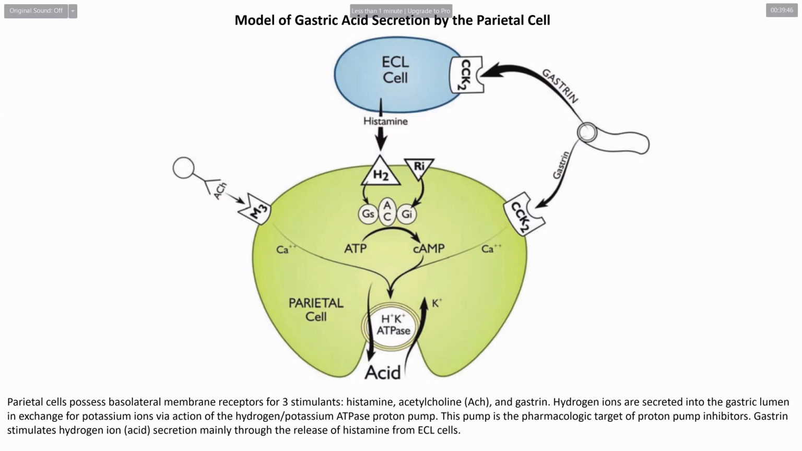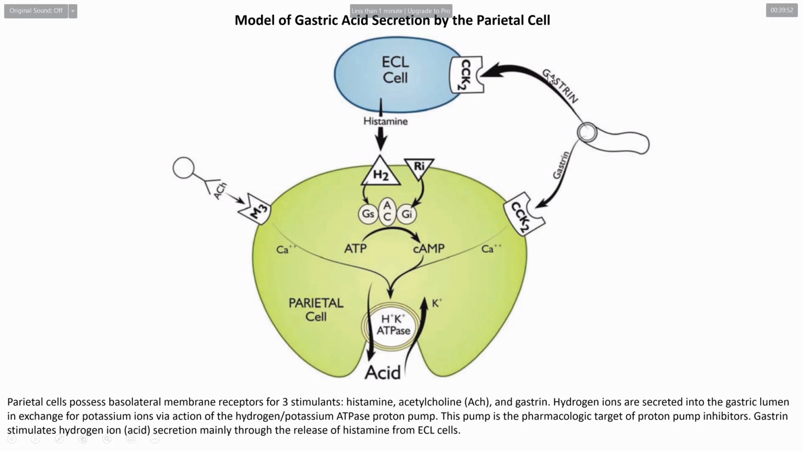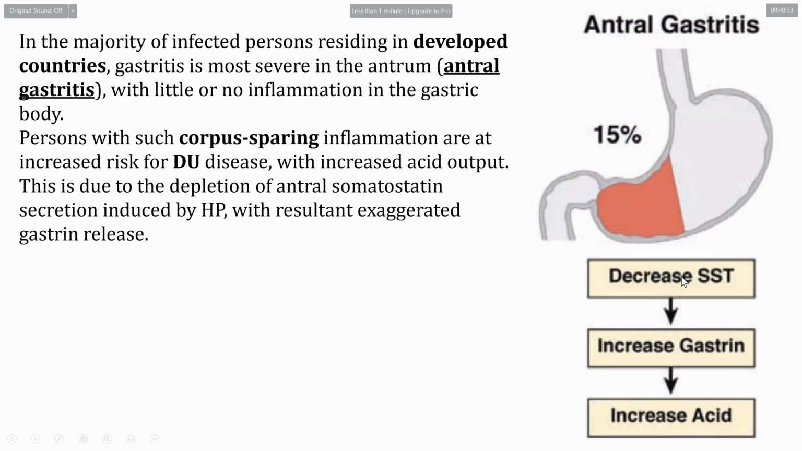What does somatostatin do? It inhibits this role, okay? It inhibits the gastrin-induced acid hypersecretion, so it inhibits this part. So if you have antral gastritis due to H. pylori, your somatostatin is low, okay? What does that lead to? Negative feedback is lost. Your gastrin will rise.